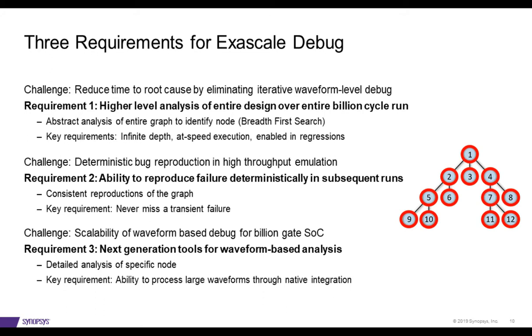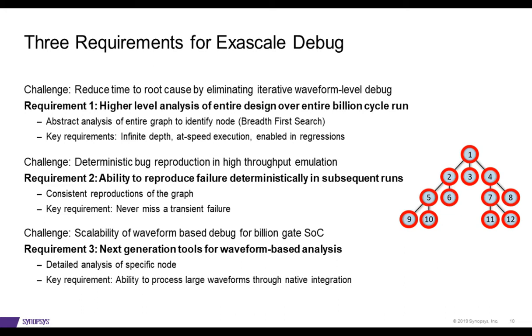So in terms of graph theory, what we want to do is something called breadth first search, where you're trying to evaluate the entire graph all in one go and trying to get some idea of which is your failure node. Now, because this analysis is being done for the entire test case, the key requirements become that this has to be infinite depth. That means that no matter how long the run is, you're able to extract this high-level analysis from the run.